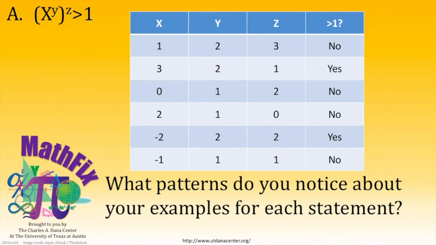So we see a pattern that if our exponents total up to be something like 0, or if our main number is something larger than 1, then we might get something that is greater than 1.